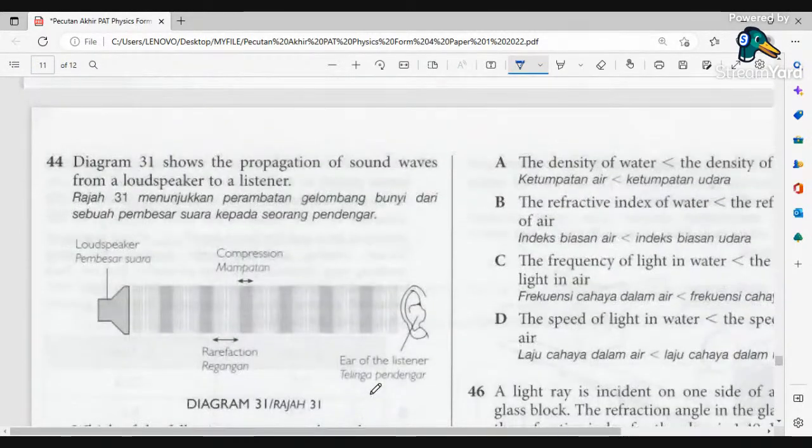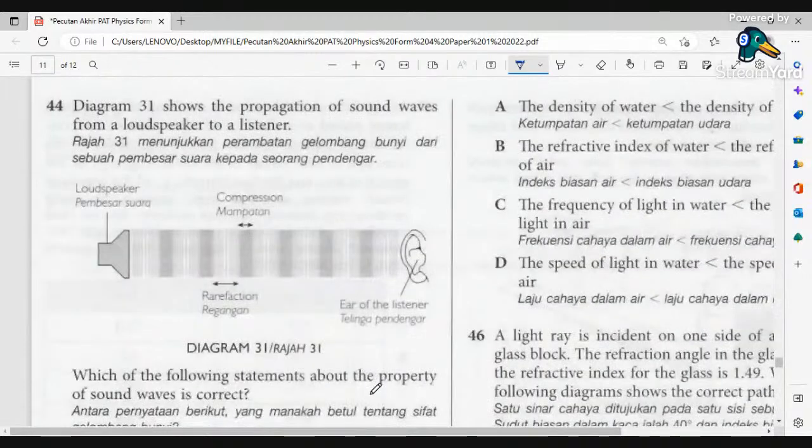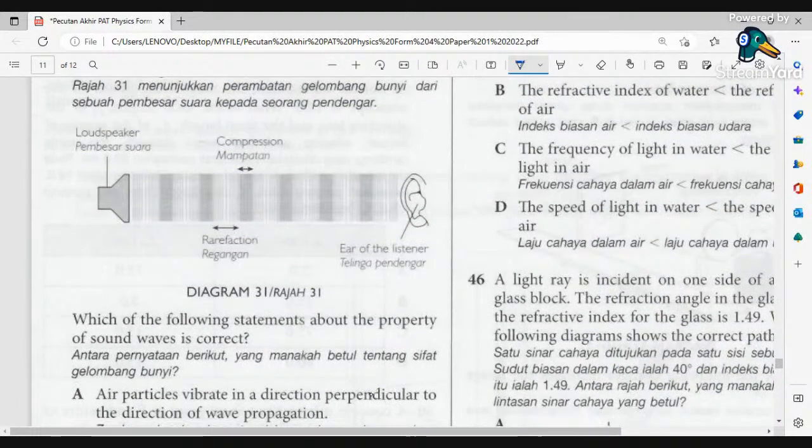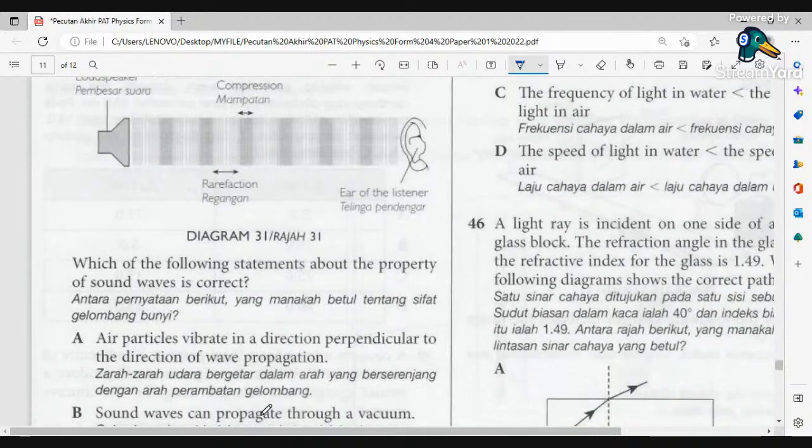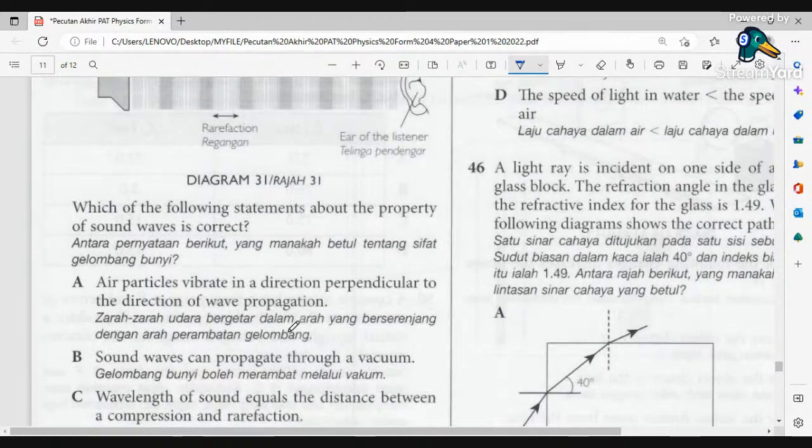Number 44, sound wave. Propagation of sound wave from a loudspeaker to listener. You can see there's a rarefaction and compression region. Okay, which of following statement about property of sound wave is correct? Mana betul? Air particle vibrates in direction perpendicular. Wrong. Because this one is longitudinal wave. Longitudinal, vibration of molecule must be parallel to direction of wave. That's why we call it longitudinal. Kalau perpendicular ialah transverse wave, water wave, light wave.